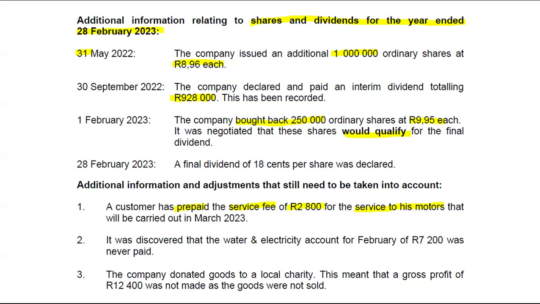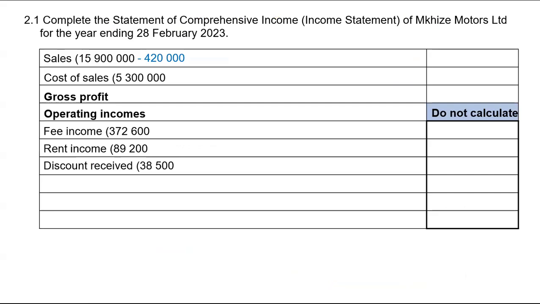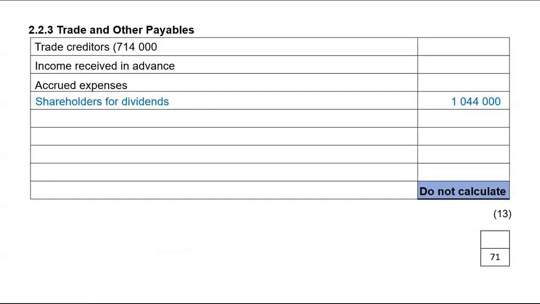Sorry for coughing continuously. So this 2,800 is not income, but already it was received. And if it was received, it means that it has already been included in the fee income that we have here of 372,600. So we need to subtract it because we didn't earn it. But since we received it, it means that we owe that person their money back or the service. So we call it a deferred income, which will be recorded where? In trade and other payables. But here they wrote it as income received in advance. So you just open brackets and put 2,800 there. I don't know what's coming next, so that's why I'm leaving that bracket open. That's it.